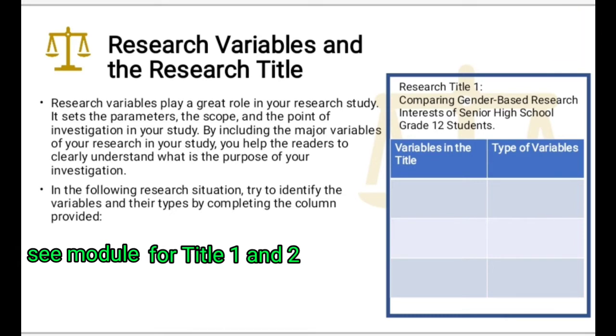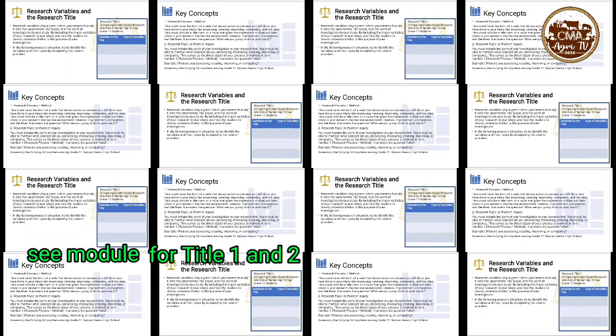For our activity, in the following research titles, try to identify the variables and their types by completing the column provided. Example here, Title 1: Comparing gender-based research interests of senior high school grade 12 students. You are going to write here the variables in the title and what kind or type of variables is being described in the given title.